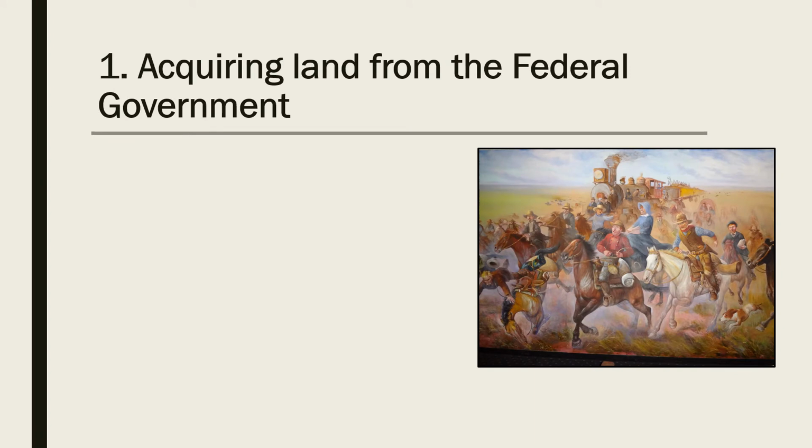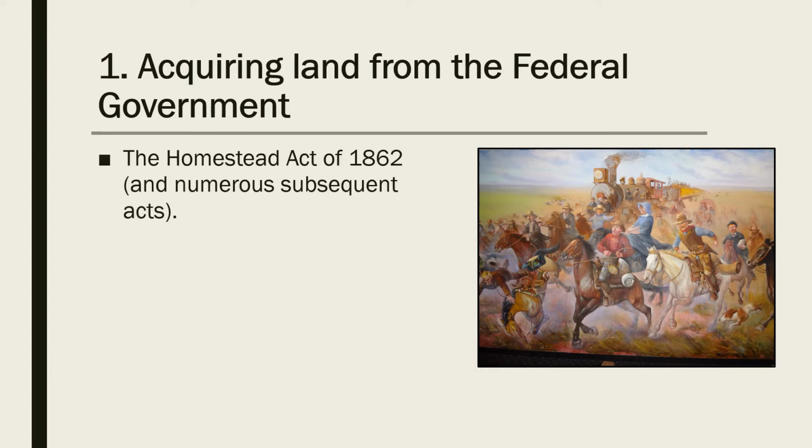First, homestead was a way of acquiring land from the federal government. This is probably the meaning of homestead that's most familiar to most people. The Homestead Act of 1862 introduced the concept of acquiring land from the federal government by means of homesteading it. There were a number of subsequent acts as well.